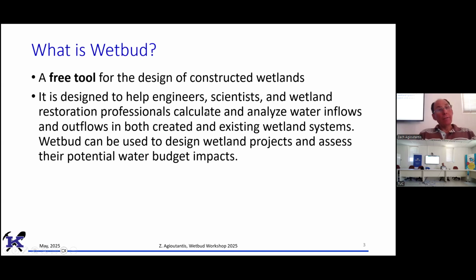So what is Wetbud? Wetbud comes from 2 words, wetland budgets. So it's wet from wetland and bud from budgets. It's a free tool for the design of constructed wetlands. And it's designed to help engineers, scientists, and wetland restoration professionals to calculate and analyze water flow and eventually design a wetland. So why do we need to design wetlands?